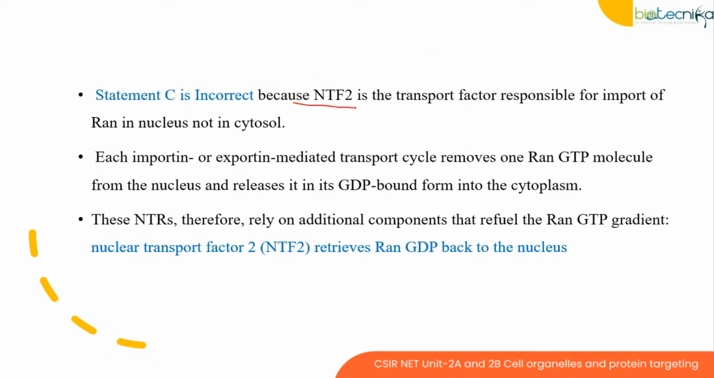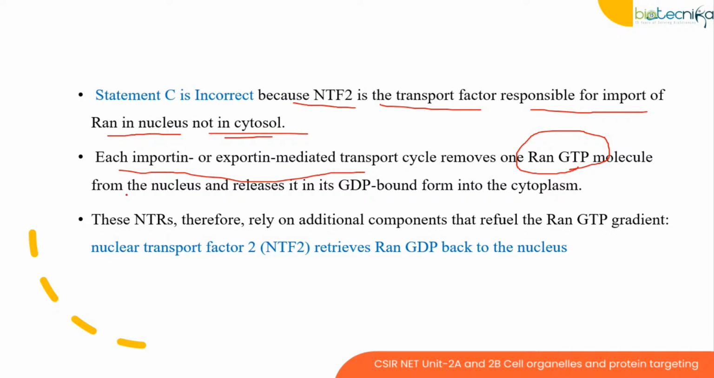NTF2 is a kind of transport factor that is responsible for the import of RAN into the nucleus, not into the cytoplasm. Each importin or exportin mediated transport cycle removes one GTP molecule, that is with RAN, from the nucleus and releases it in the GDP bound form, specifically in the cytoplasm. So, any idea why in the cytoplasm this RAN-GTP undergoes hydrolysis? Do we have any specific reason why this RAN-GTP, upon entering the cytoplasm, undergoes hydrolysis? Any specific enzyme you are able to recollect?